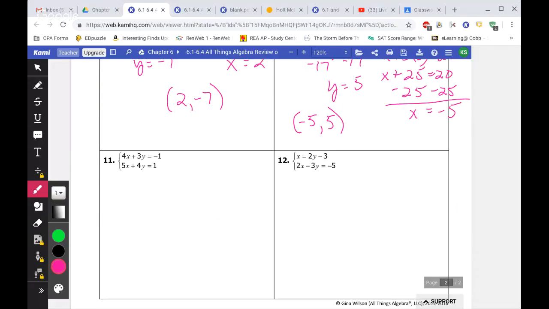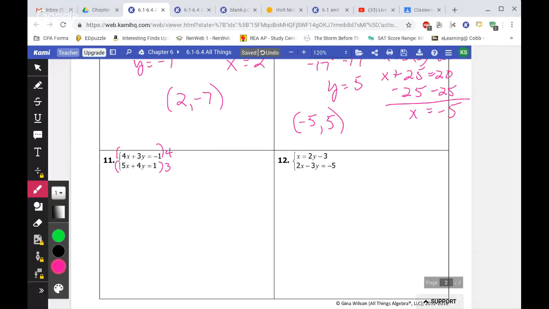So the next thing that we want to do is go, okay, what are the smallest numbers that I can multiply both of these equations by to make the coefficients match? Well, the two smallest numbers are the ones on the y. So that means I need to multiply this top equation by 4 and the bottom equation by 3, because that would make those the least common multiples of one another. So I've got to multiply everything in the top equation by 4 and everything in the bottom equation by 3.